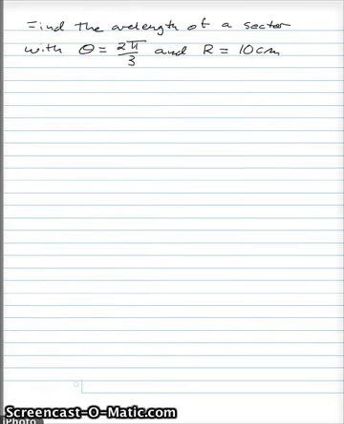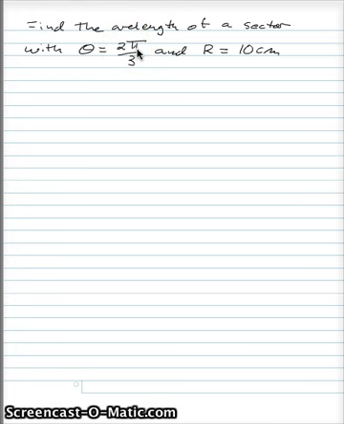So our next question is to find the arc length of a sector where theta is 2 pi over 3 and r is 10 centimeters. If we're thinking of this, we want to think of a piece of pizza, a circular pizza cut in sectors. So the central angle is 2 pi over 3.